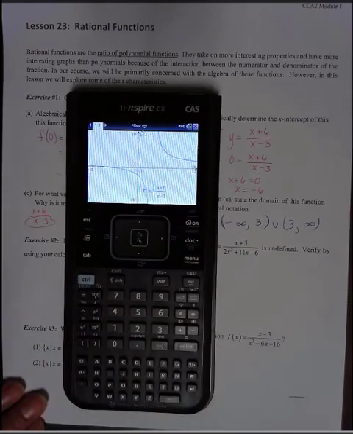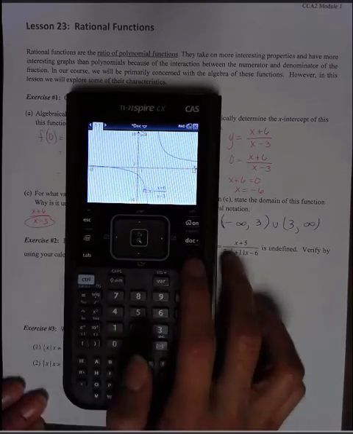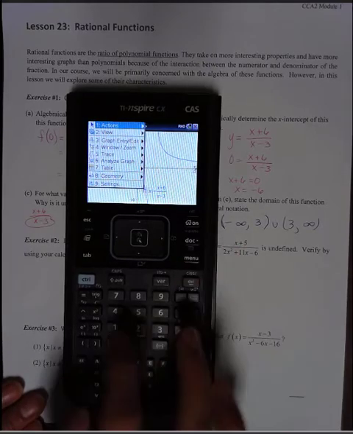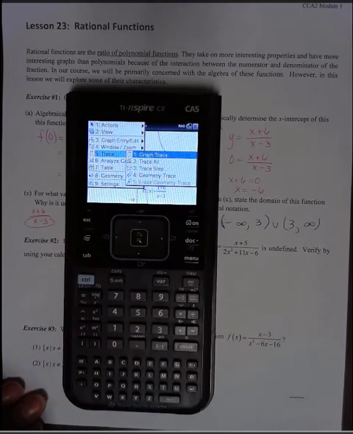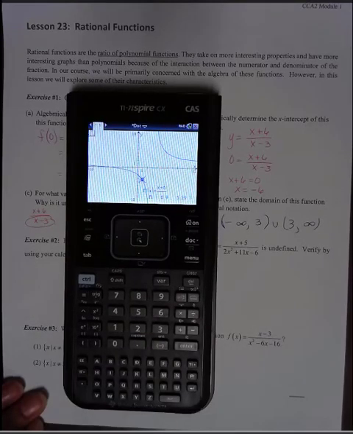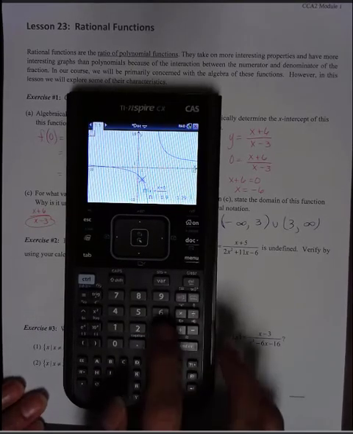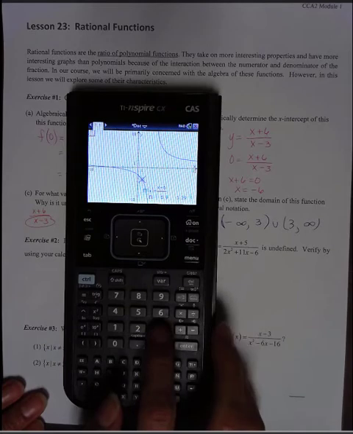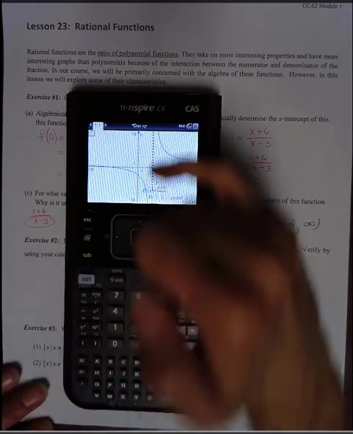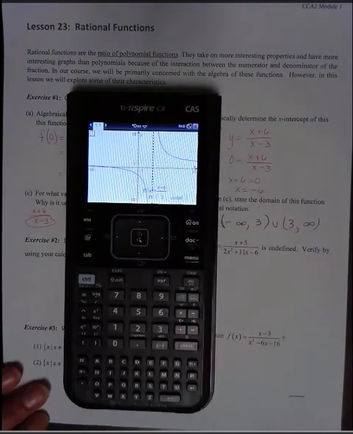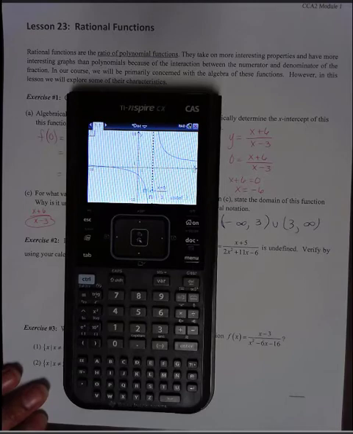Control T, remember, will get rid of your table. And I'm going to just take a moment to analyze the graph. I'm going to graph trace, actually. And when I do graph trace, I can enter a value for x, and we were going to look at x equals 3. Okay? When I type in x equals 3, you'll notice on the graph appears a dotted line, and that's usually how we represent an asymptote, with a dotted line.